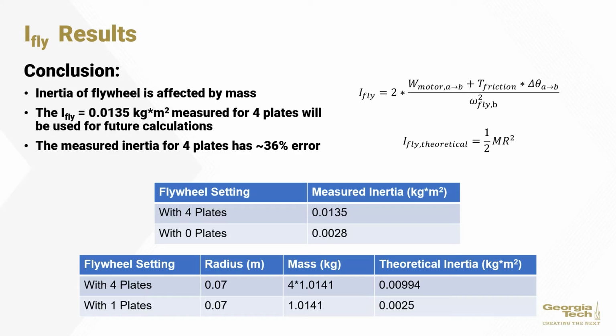The experimental value of inertia of the 4-plate flywheel, 0.0135 kilogram-meters squared, will be used in future calculations and models. This experimental value has a 36% error with the theoretical value for 4 plates.